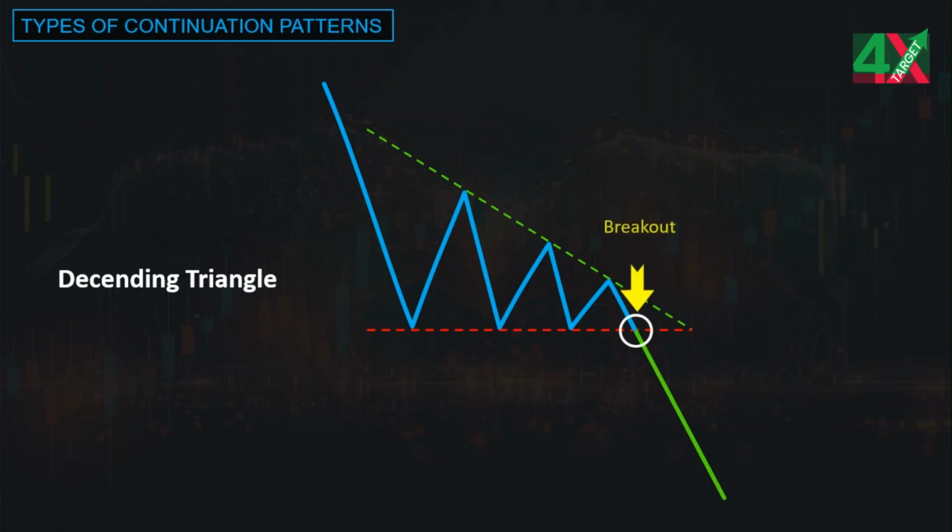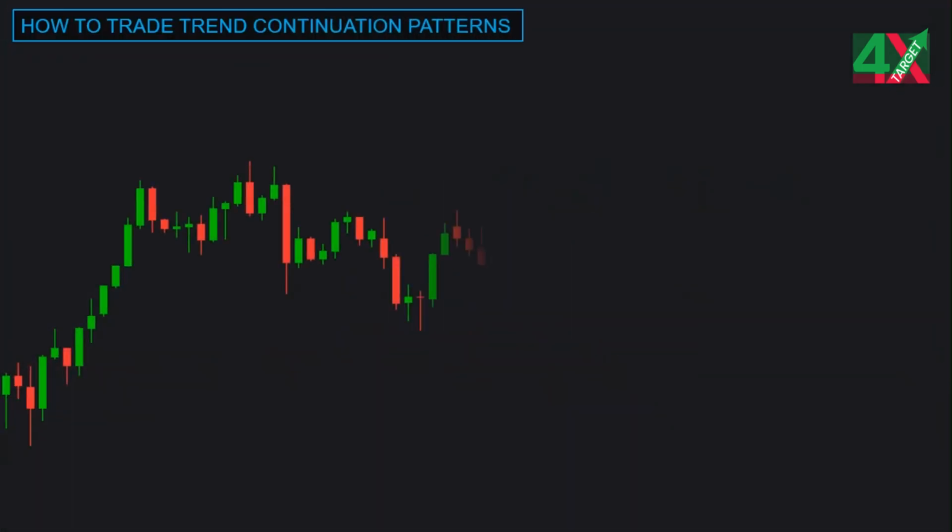The pattern is confirmed when the price breaks below the horizontal support line, signaling a high probability that the downtrend will continue. Now that we've explored the most common trend continuation patterns in detail, let's focus on what really matters: how to trade them effectively.